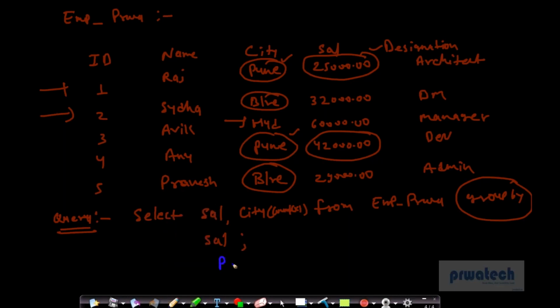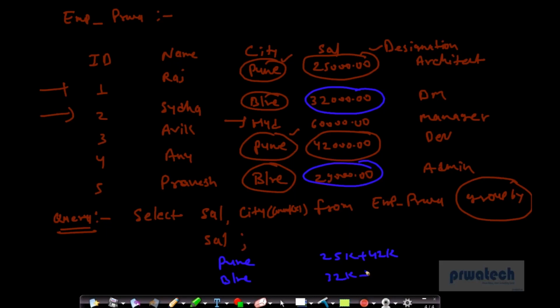Then they're aggregating it. Internally, what operation is happening there? They're checking this key, right? First, they pick up this Pune key and they aggregate it. They say 25K plus 42K. Then they'll pick up the second key, which is Bangalore, and then again they'll aggregate 32K and 29K. Then they will pick up the last one, HYD, which is 60K. So two operations. First they select the key and then they do aggregation, right?